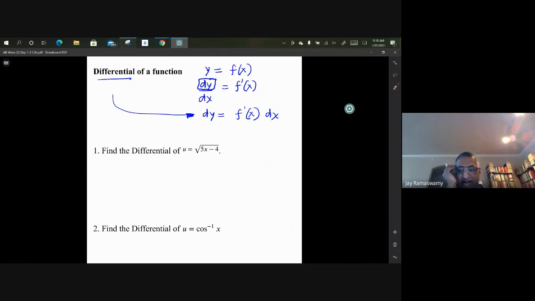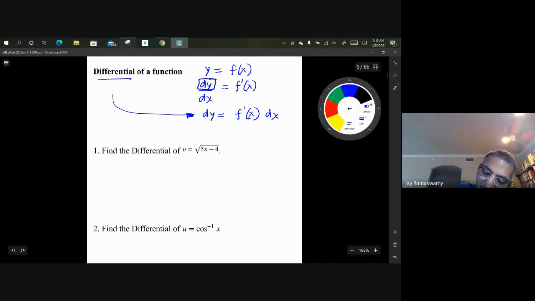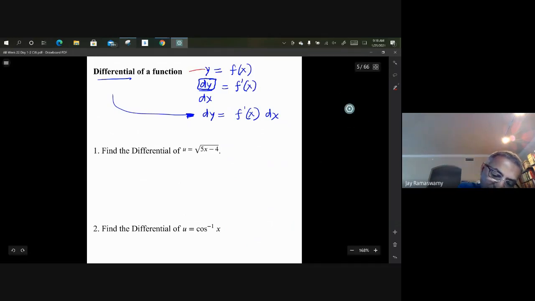So, sharp kids, can I skip a step and write this directly? Can I go from here to here directly? Can I just take dy equals f dash of x dx? Can I just put a dx at the end? Makes sense as a shortcut. I don't need to show dy over dx and then cross multiply, correct? Why don't you just take the derivative and just write dx at the end? Okay, that's what we'll do.